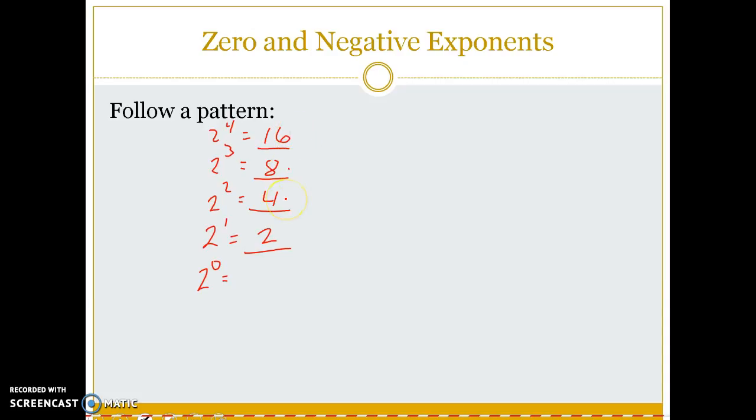Half of 8 is 4. Half of 4 is 2. Half of 2 is 1. And so 2 to the 0 power is 1 because it completes the pattern. We can do the same pattern with another one.